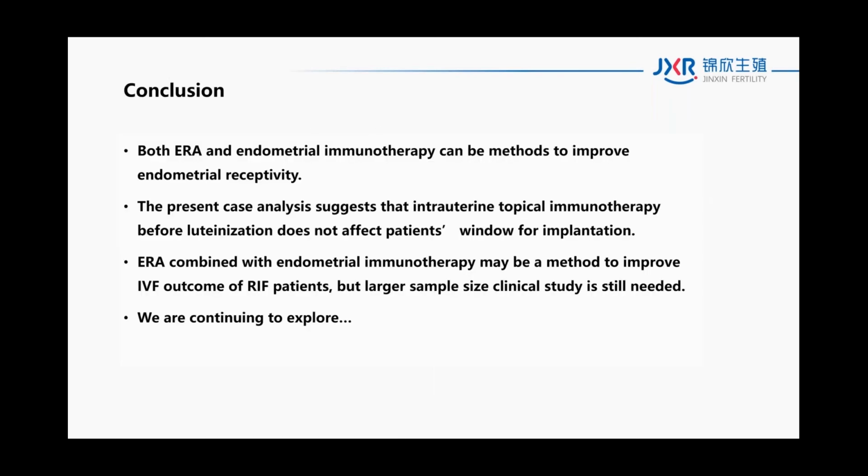So, at the end of my presentation, I would like to introduce my conclusion. Both ERA and endometrial immunotherapy can be effective methods to improve endometrial receptivity. The current case analysis suggests that intrauterine immunotherapy before transfer doesn't affect patients' window of implantation. ERA in combination with endometrial immunotherapy could improve IVF outcomes of RIF patients, but clinical studies with larger sample sizes are still needed. We will continue exploring methods to improve the pregnancy rate of RIF patients. So, thank you for listening.